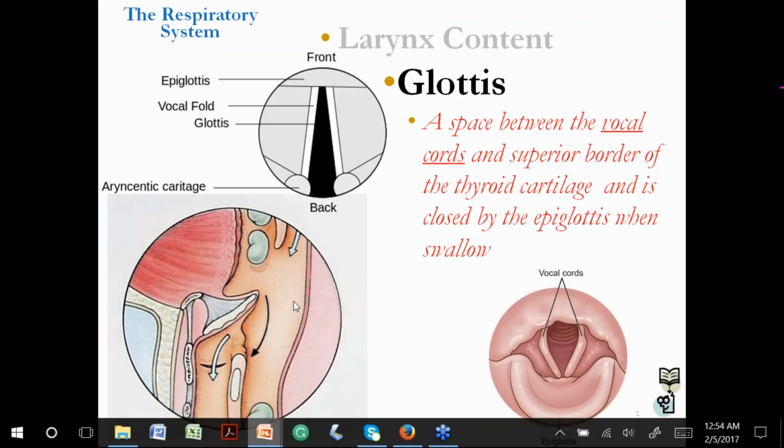And what is the glottis? Glottis is the space. It's not a cartilage. It's not a bone. It's not a mucus. It's nothing. It's just a space. This space is when the epiglottis opens, and this space between the larynx and the epiglottis, that is space only. That is called the glottis.